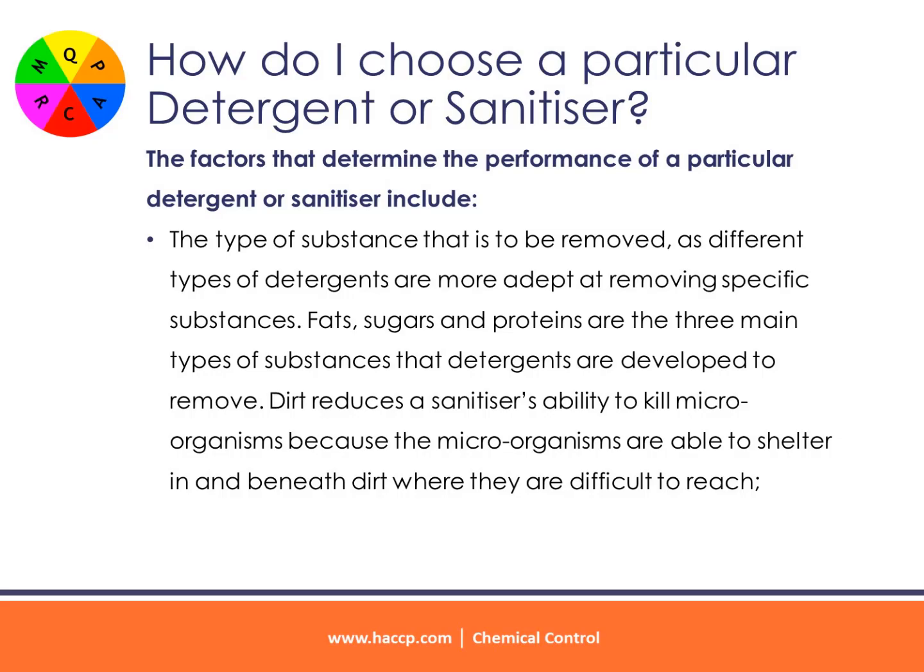How do I choose a particular detergent or sanitizer? The factors that determine the performance of a particular detergent or sanitizer include the type of substance that is to be removed, as different types of detergents are more adept at removing specific substances. Fats, sugars and proteins are the three main types of substances that detergents are developed to remove. Dirt reduces a sanitizer's ability to kill microorganisms because the microorganisms are able to shelter in and beneath dirt where they are difficult to reach.